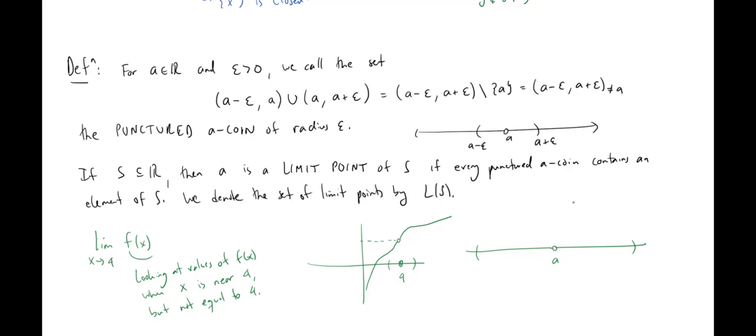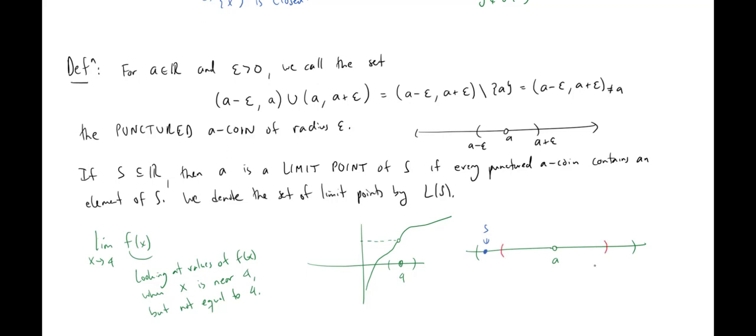Okay, but it says if I do this coin, then this coin is going to contain some element of S. I don't know where that's going to be. Maybe it's over here. So this is some element of S. Somebody else comes around and says, well, that coin is too big. I want a smaller coin. So they do this coin.